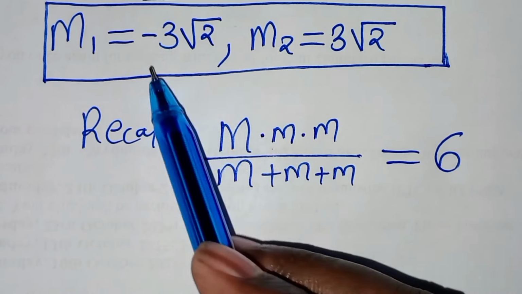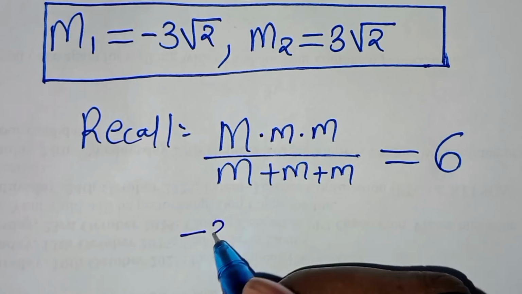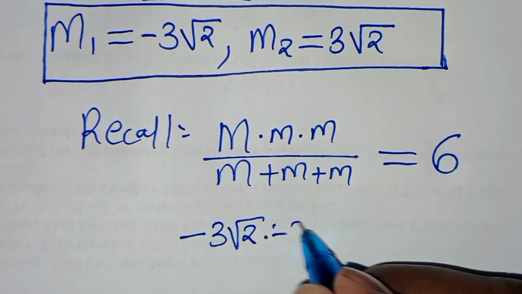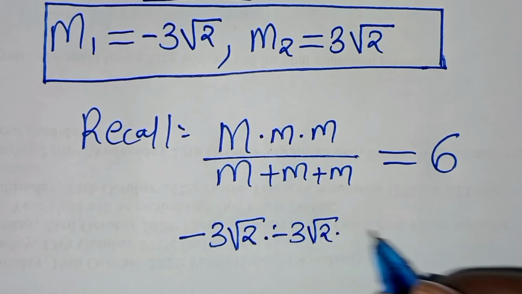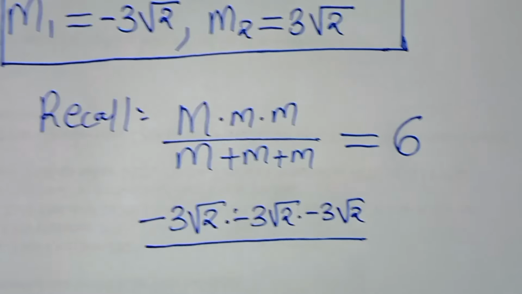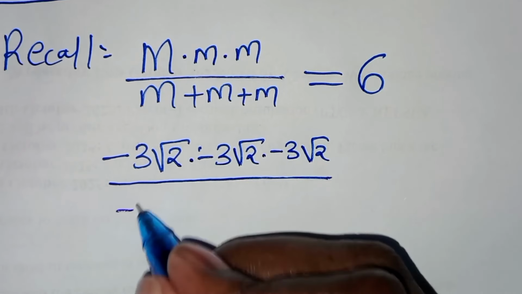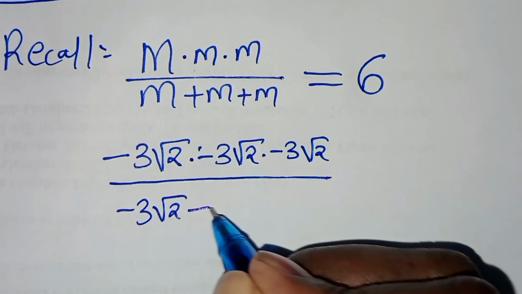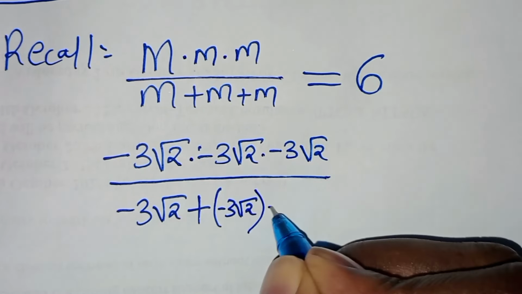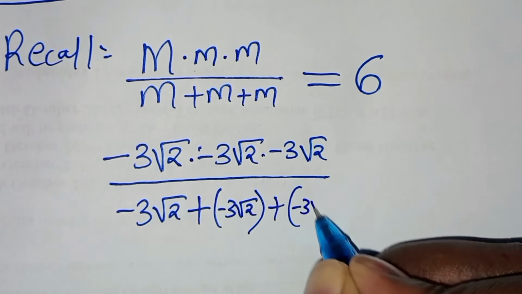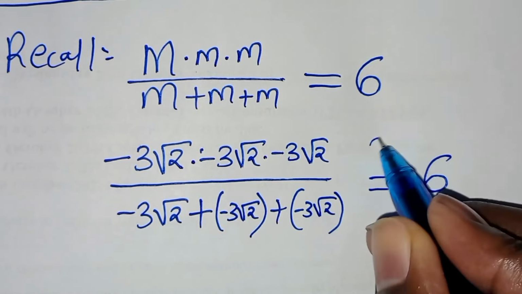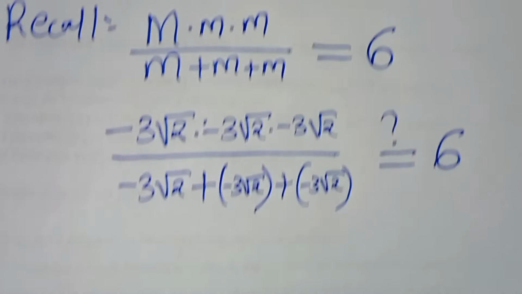Let's substitute m1, which is minus 3 square root of 2, times minus 3 square root of 2 times minus 3 square root of 2. Everything here divided by minus 3 square root of 2 plus minus 3 square root of 2 plus, here we have minus 3 square root of 2. This is supposed to give us a value of 6. Let's check if this is true.